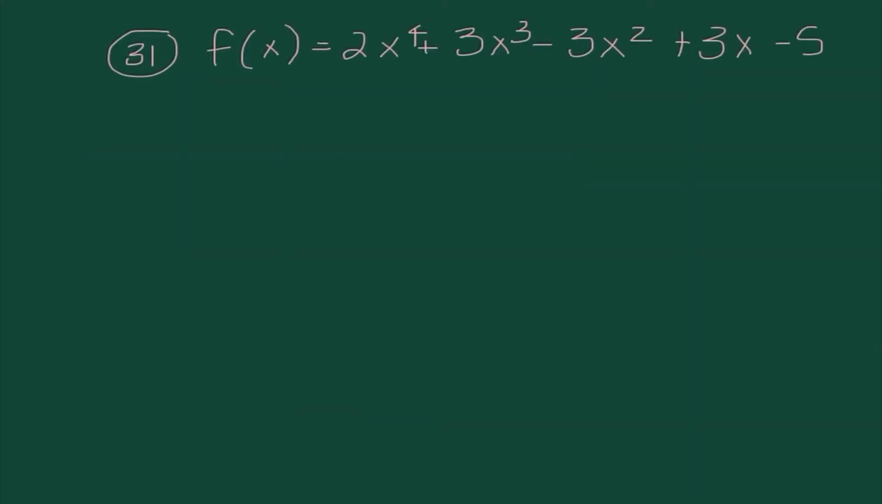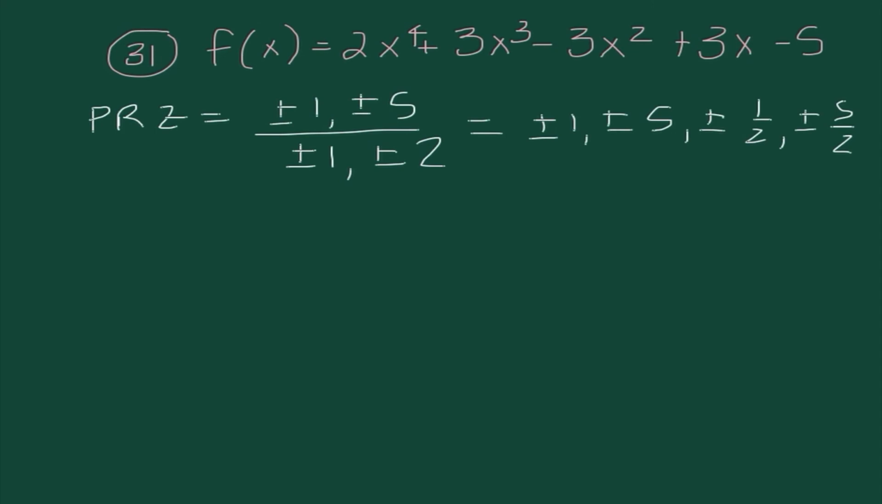Lastly, I want to go through number 31. And looking at this, there's no way that we can factor this. So I'm going to start by thinking about our possible rational zeros. And I know that those are the factors of my constant, so plus or minus 1, plus or minus 5, and the factors of my leading coefficient, which in this case is 2, so that would be plus or minus 1, plus or minus 2. So when I divide those out, I get plus or minus 1, plus or minus 5, plus or minus 1 half, plus or minus 5 halves. So altogether, we have 8 possible rational zeros.